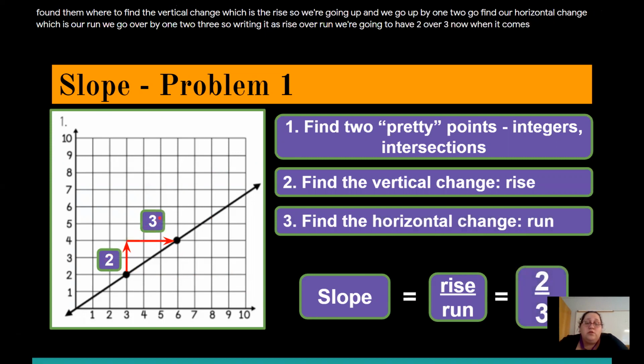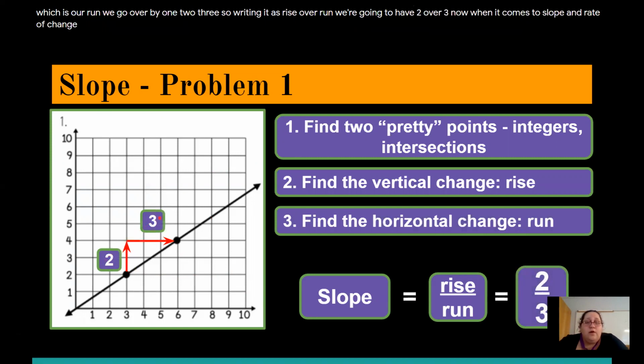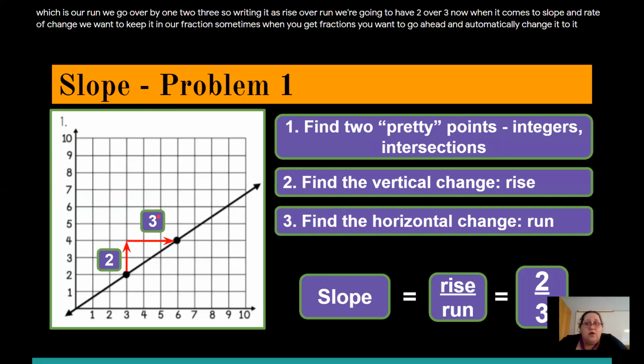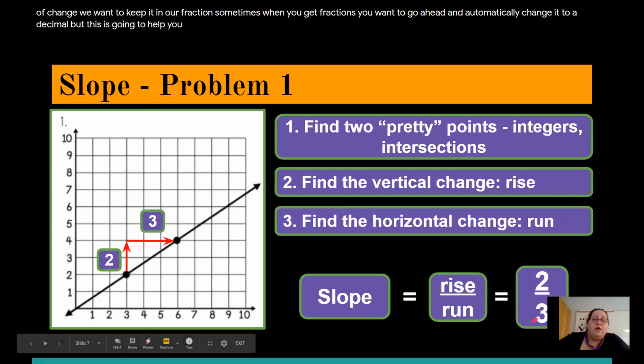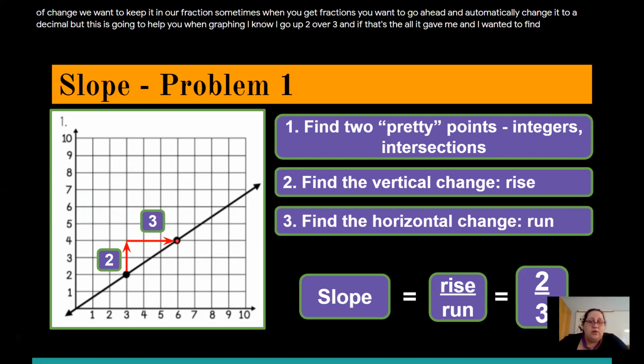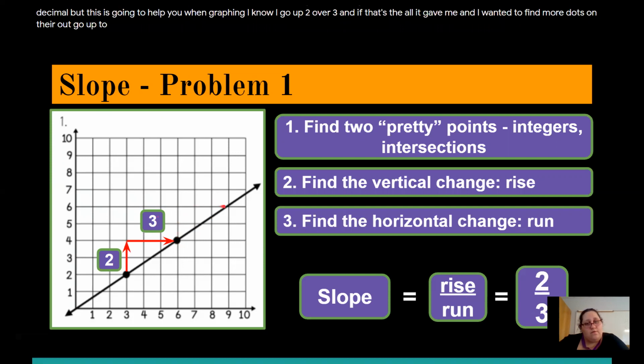Now, when it comes to slope and rate of change, we want to keep it as a fraction. Sometimes when you get fractions, you want to automatically change it to a decimal, but keeping the fraction is going to help you when graphing. I know I go up 2 over 3, and if that's all it gave me and I wanted to find more dots on there, I would go up 2 over 3, and it makes it easier to graph. So that was our first problem.